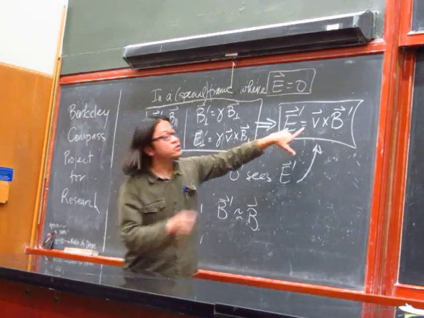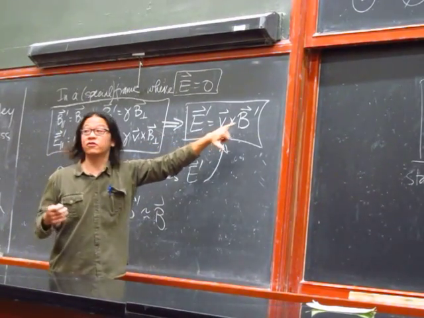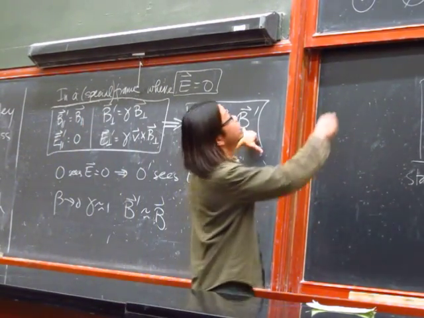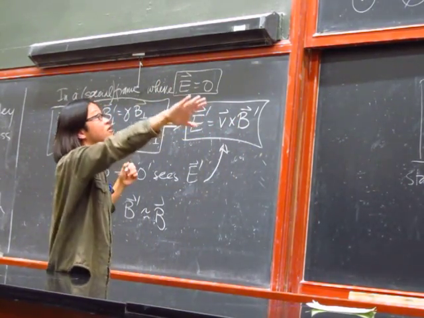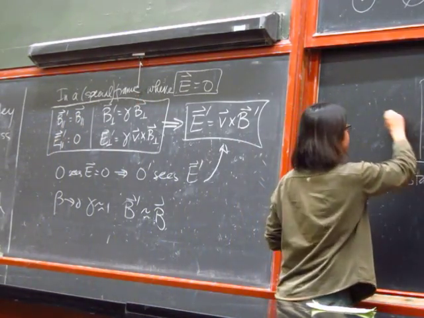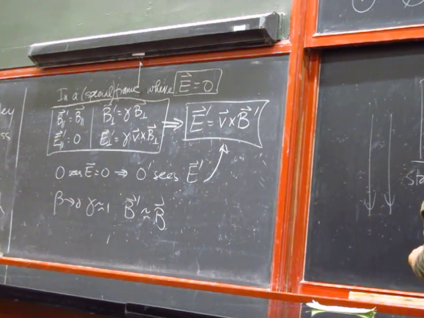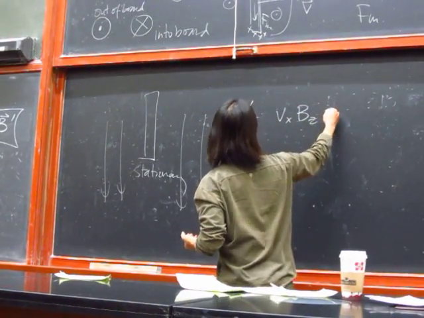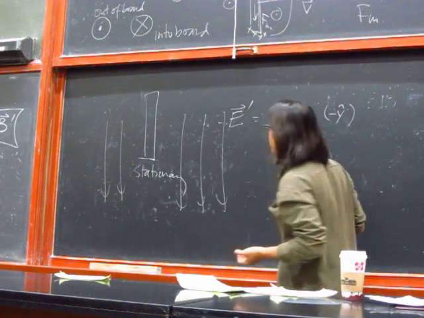So in Charlie's frame, the frame of the moving rod, the electric field is given by V cross B. V is that way. V cross B, with B out of the board, gives me an electric field in this direction. So in this frame, according to Charlie, there is an electric field E prime everywhere that's equal to V times B, in the minus y direction. Everywhere.